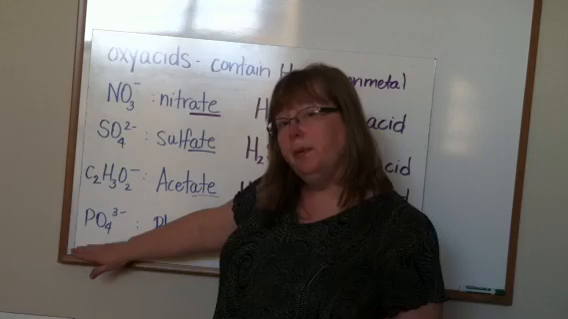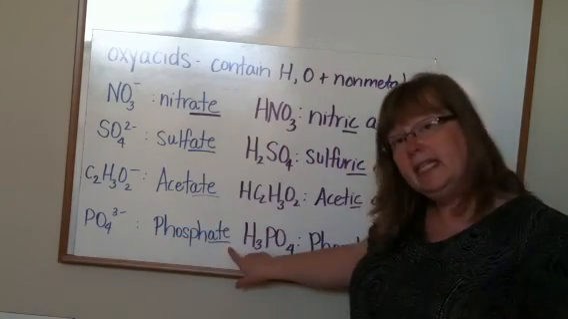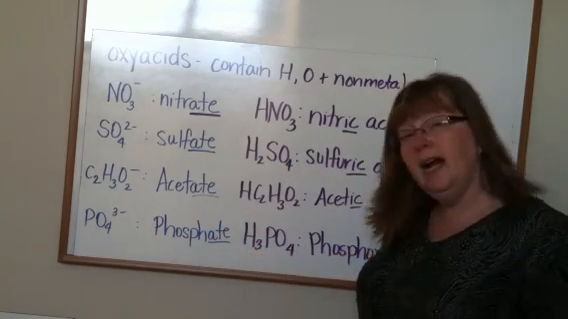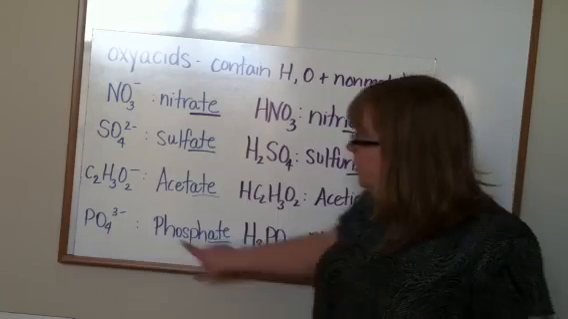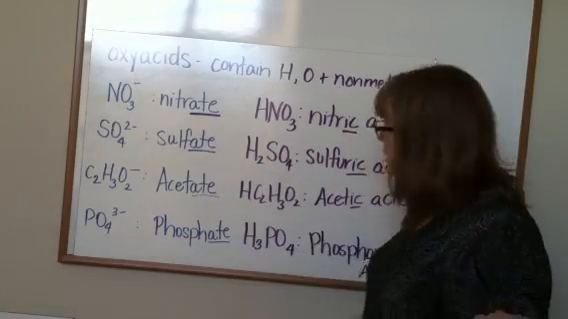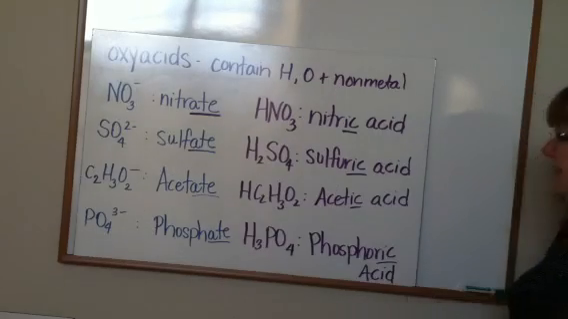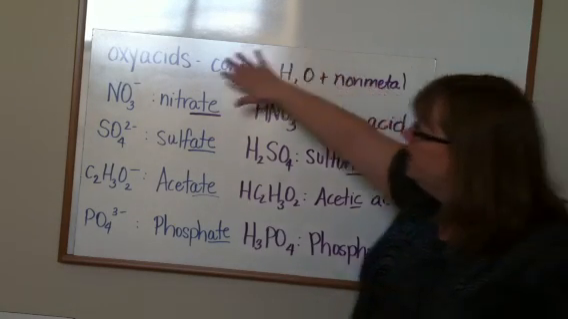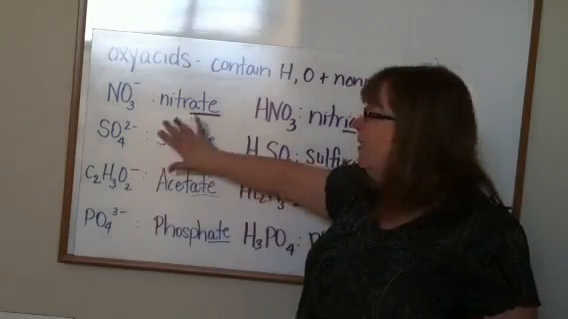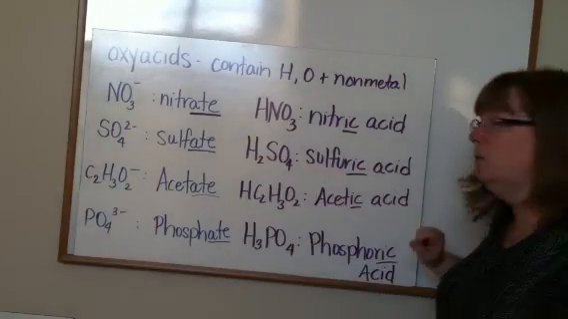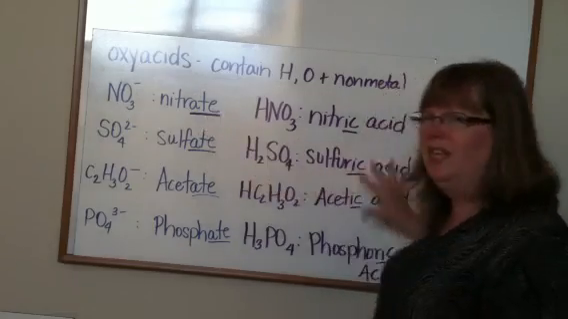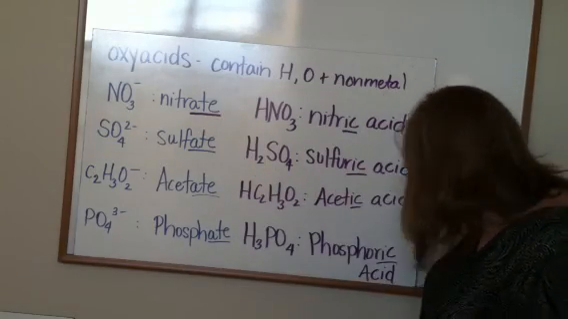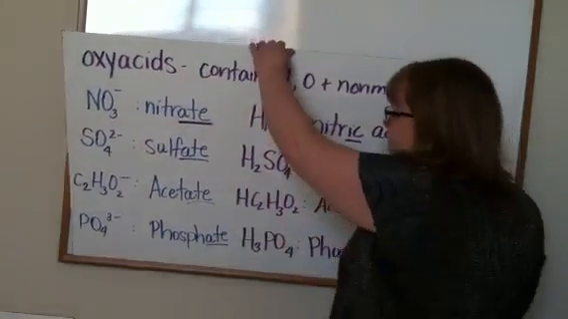PO4 with a -3 charge is phosphate. Phosphate, we're going to put 3 hydrogens in front of that to neutralize that -3 charge. It was phosphate, so now it's phosphoric acid. I want you to know all of these polyatomic ions, and I want you to know the acid names as well. If you know one, knowing the other comes pretty easily. All right, I have a few more.